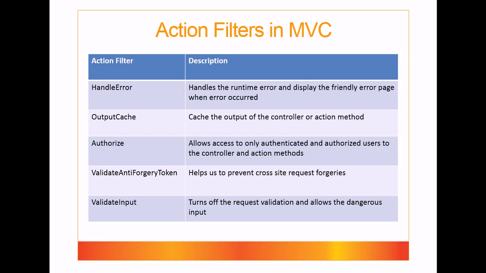And the next one is validate input. If we use the validate input action filter, it turns off request validation and allows dangerous input. As I said, it is somewhat the opposite of validate anti-forgery token. So it turns off the request validation and allows you to enter dangerous input. So these are some of the built-in action filters present in MVC.